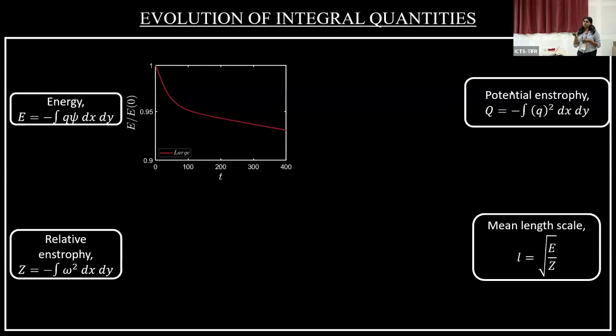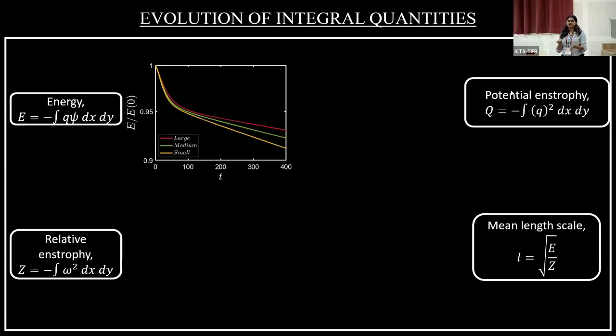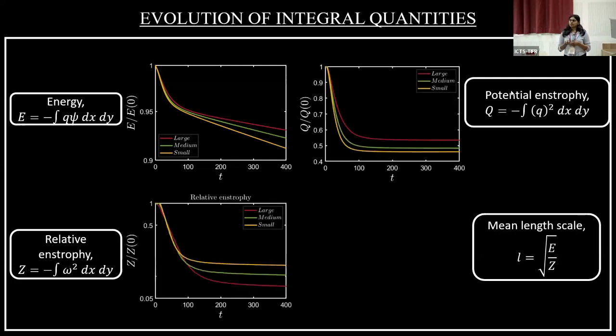Initially, energy is decaying like in 2D turbulence. If I increase the irregularity, the decay is stronger. There is a fast decay for small scale topography. And if I look at the potential vorticity and relative potential entropy and relative entropy, they decay to a minimum entropy and potential entropy state.